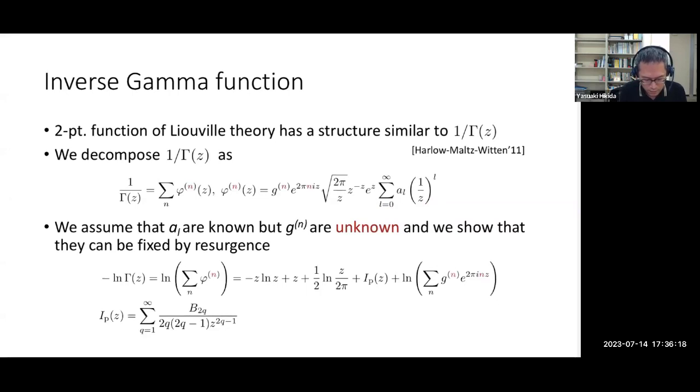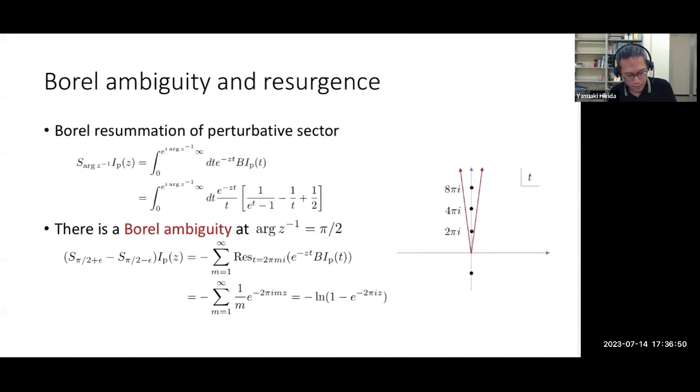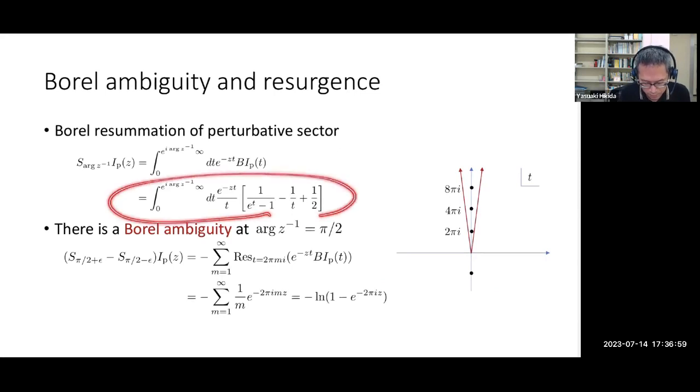For simplicity, let us take a log of this one. Then this becomes this one, and this part becomes this one. This is just the Stirling formula, and this part is actually known to be given by this simple form. This becomes the perturbative part, and this part is unknown, and we want to determine this one from the information of this one in the following way. So now we want to perform Borel resummation of this perturbative part. Then we have this expression. So here we have some pole.